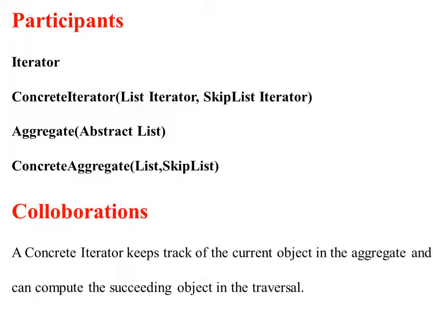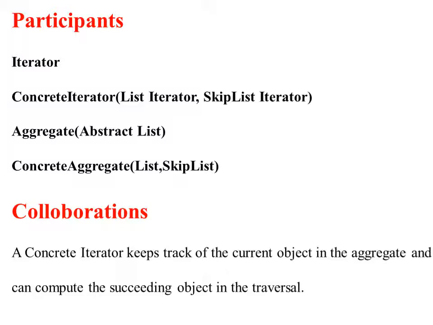Next, coming to the participants template. From the structure we define the participants: iterator, concrete iterator, aggregate, concrete aggregate. Iterator defines the sequential access. Concrete iterator defines the iterator classes created from the iterators, like list iterator and skip list iterator. Aggregate is nothing but the abstract list. Concrete aggregate is nothing but list and skip list. These are the participants, the classes and objects that participate in the structure.